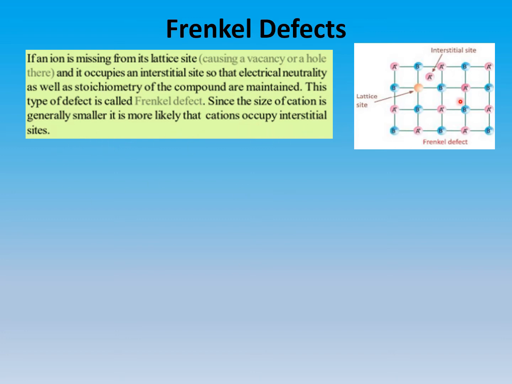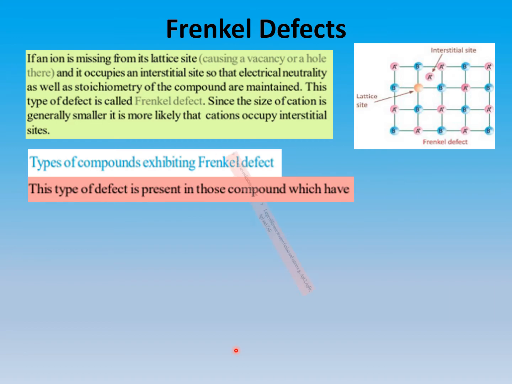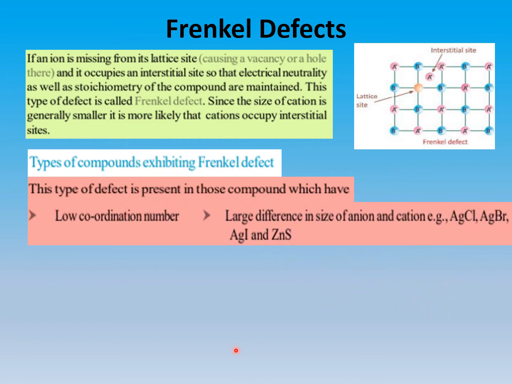The size of the cation is small, so what will happen? Wherever the gap is there, it will go and get into the interstitial sites. And next, which type of compound will have a Frenkel defect? And what is the main thing in that compound? The compound which has a low coordination number. The Schottky defect is for high coordination number. For Frenkel defect, it is low coordination number.